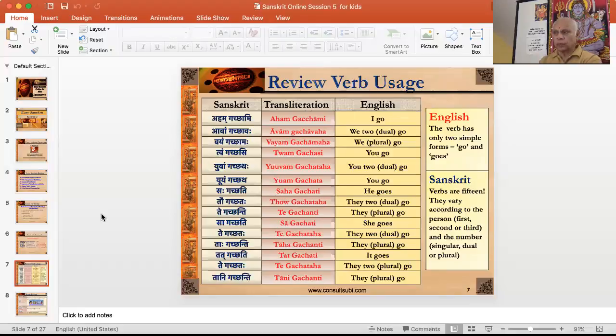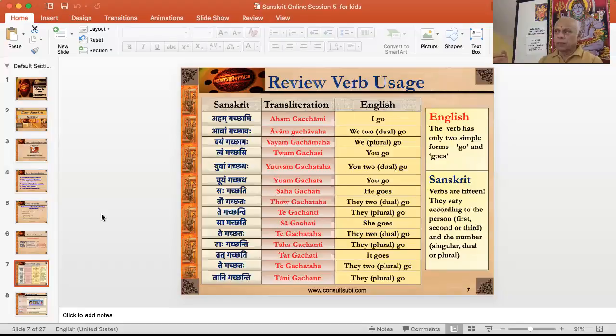It goes, like a car. Vahanaha gachati. Tat gachati. Te gachataha, they two go. Tani gachanti, vahanani gachanti, tani gachanti, they plural go. So this is kind of a master chart. You take a printout and you can fix it on your wall so you can remember it every day in applying it. You know the big difference?